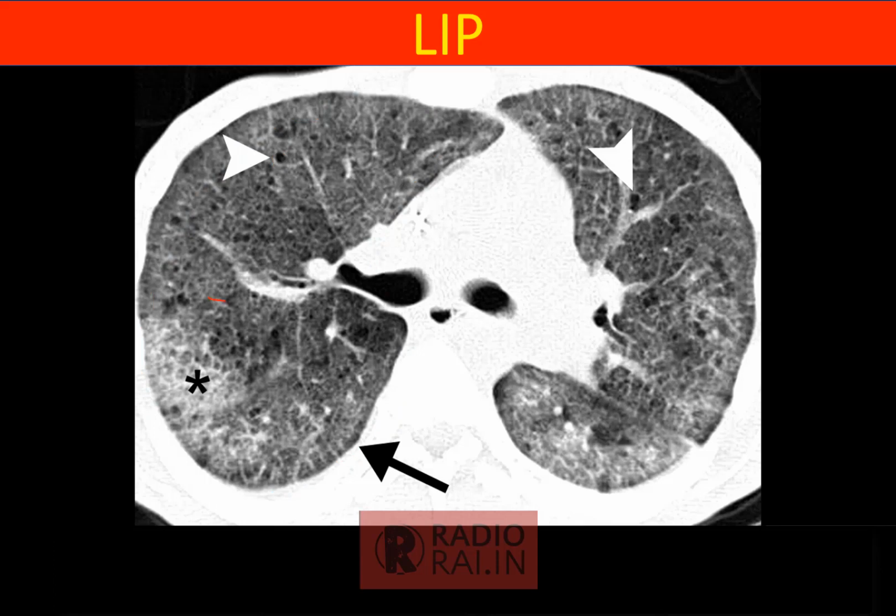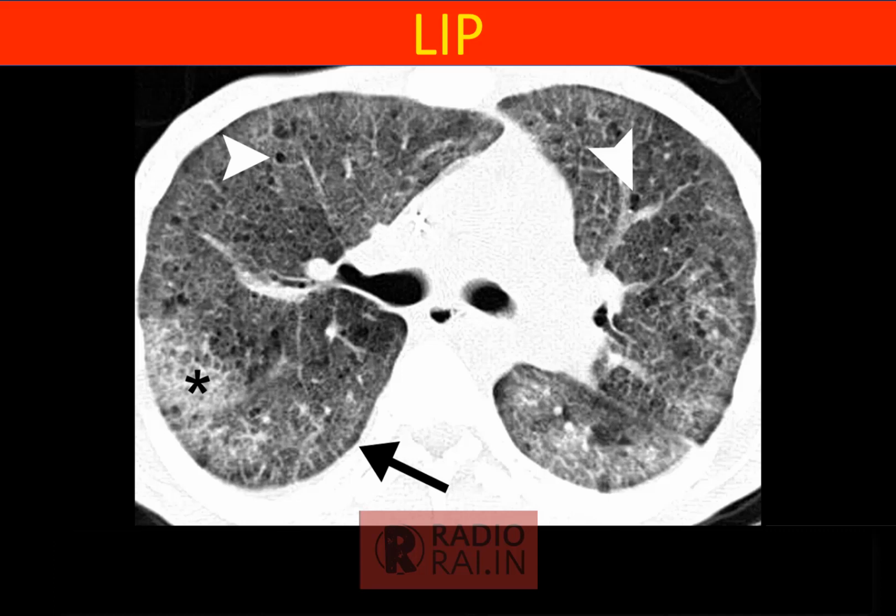Also we can see a lot of reticular opacity. All interstitial lung diseases can have reticular opacity. That's why even this can have reticular opacities. I'm not specifying that because those are not the specific features. What is the specific feature here? Diffuse ground glass opacity and some perivascular cystic spaces.